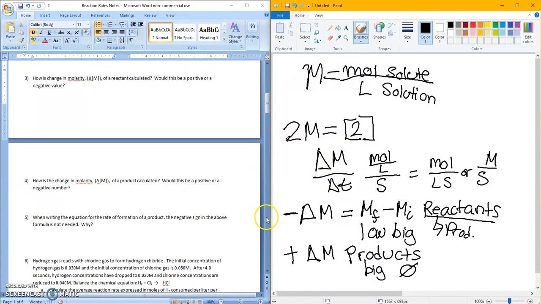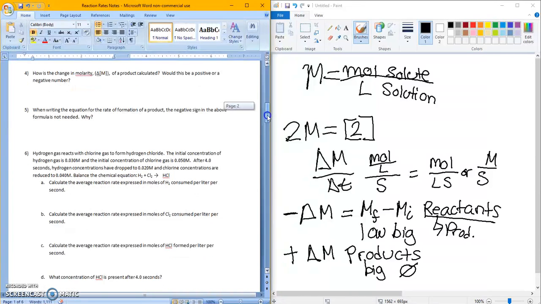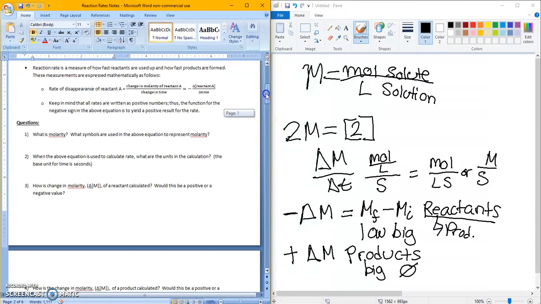Which brings us to number 5. When writing the equation for the rate of formation of product, the negative sign above the formula is not needed. Why? So let's scroll back up. If you look over here, for a reactant, they had to put in this negative sign right here.